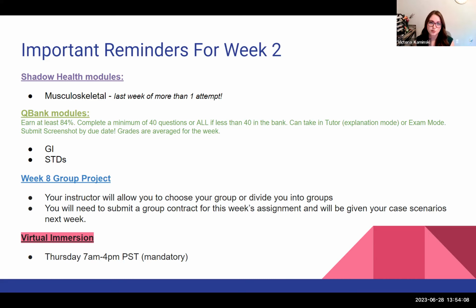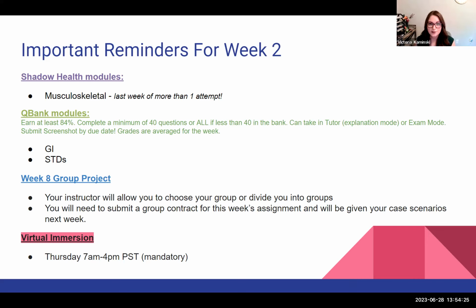Your week 8 project will be introduced in week 2. During this week, you can expect that your instructor will either put you into groups or ask you to work together and make your own groups. And then in week 3, you will get clinical scenarios for your week 8 project. So more to come on that.